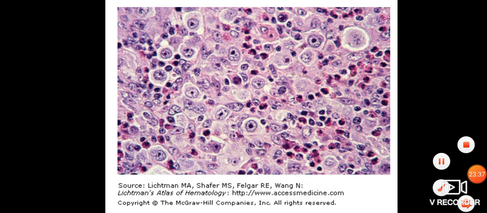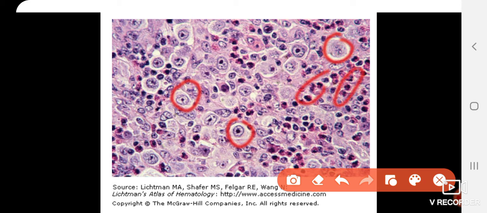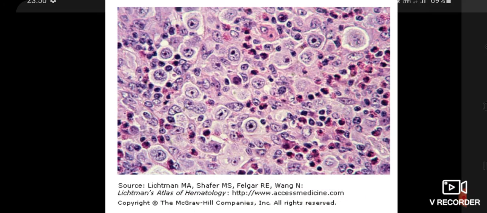Again, this is a book picture which I have taken. It's a case of Hodgkin's lymphoma, where you can see these large cells, along with, you can see here, these are all eosinophils. Again, these are macrophages.